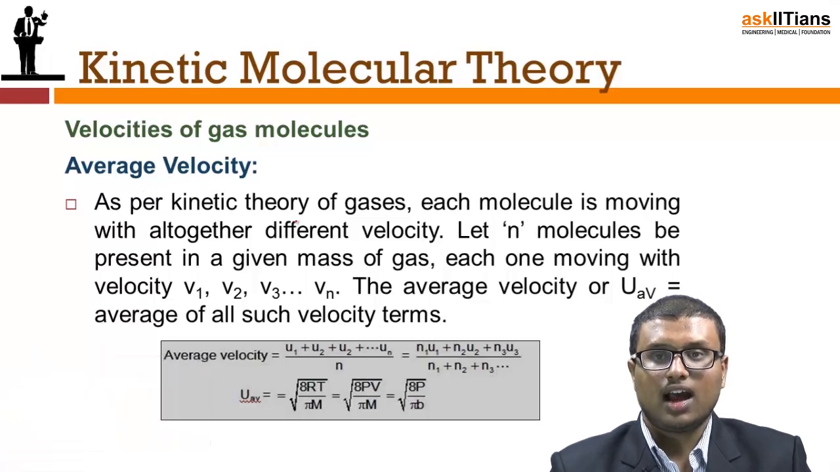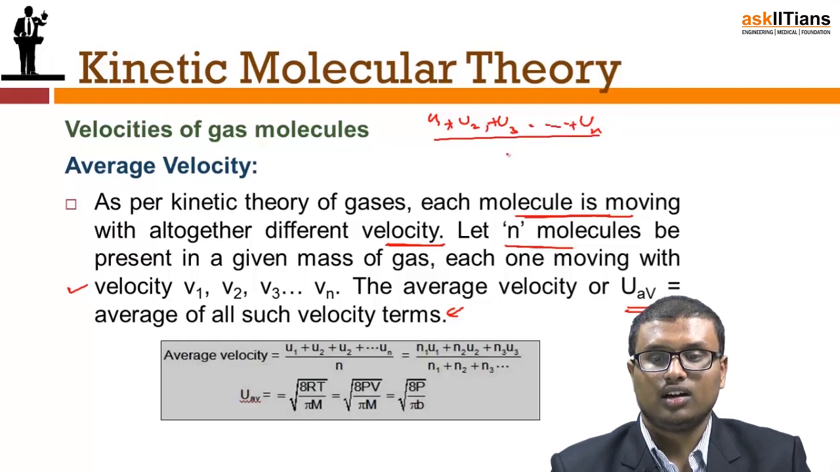Average velocity is nothing but, as per the kinetic theory of gases, we know that each molecule is moving with a different velocity, right? For example, there are n gas molecules. One gas molecule is moving with u1, another with u2, u3, and so on up to un. So there are n molecules present in the given mass of gas, and the average velocity will be the average of all the velocity terms. That means there are n velocity terms, and if I add them and divide by n, it gives the average velocity of the gas molecules.